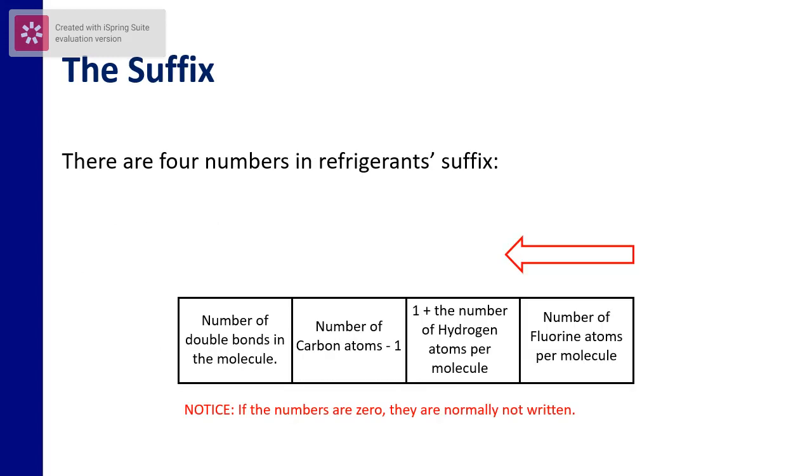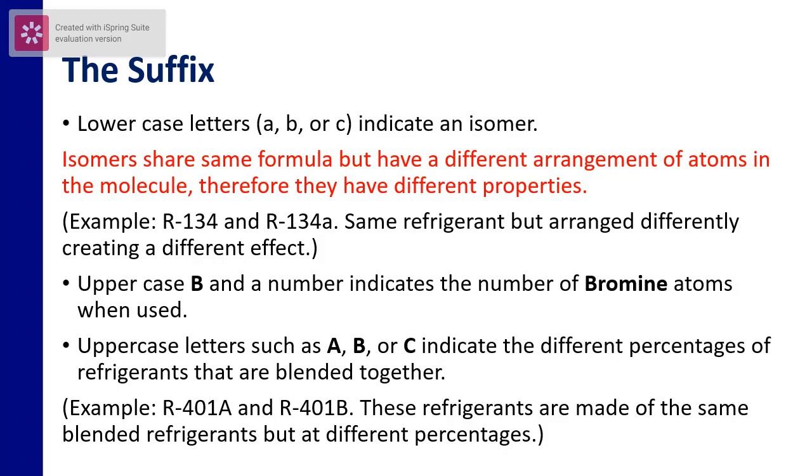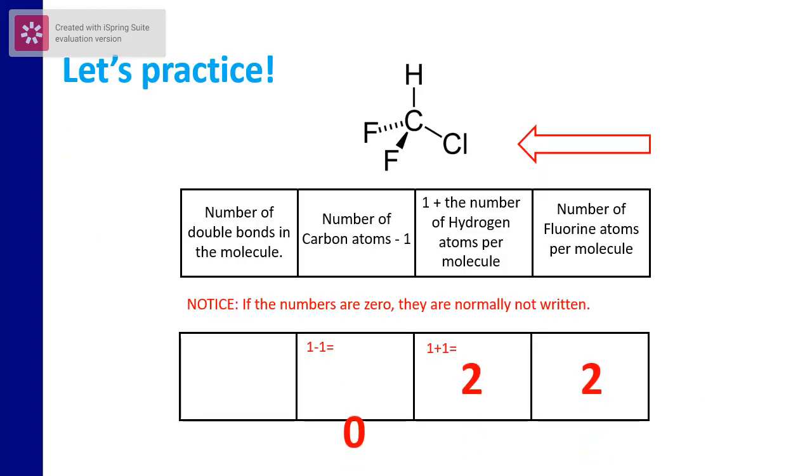The suffix contains 4 numbers that indicate the number of fluorine and hydrogen atoms, the number of carbon atoms minus 1, and the number of double bonds in the molecule. Notice that if any of these numbers are 0, we simply don't write them or mention them. Lowercase letters are used to indicate isomers, while uppercase letters such as A, B, or C indicate different percentages of refrigerants blended together. Now let's practice.